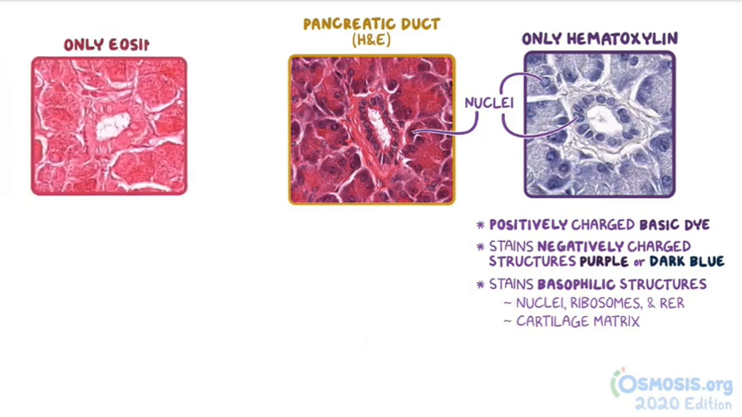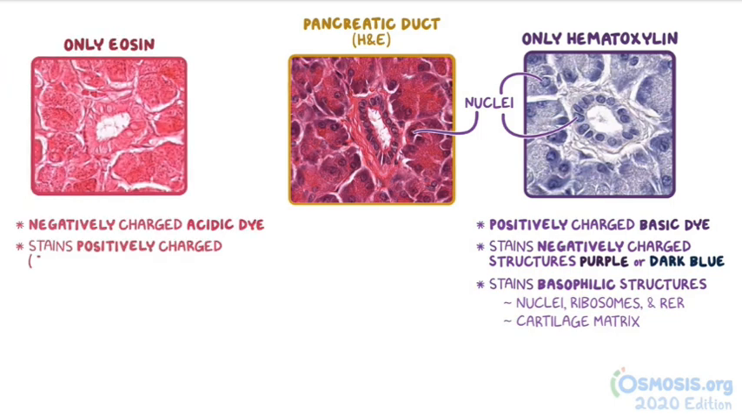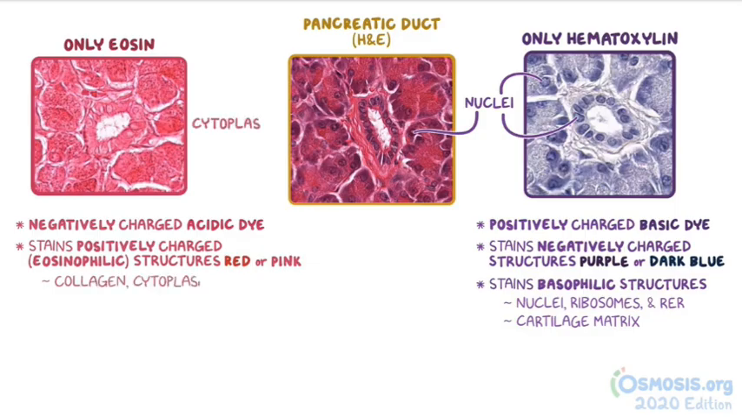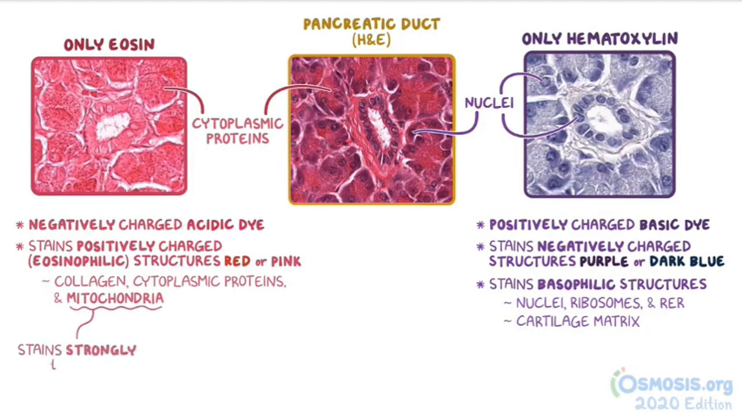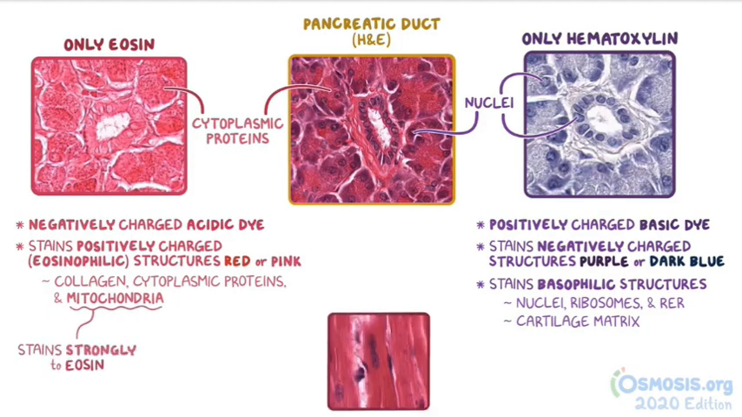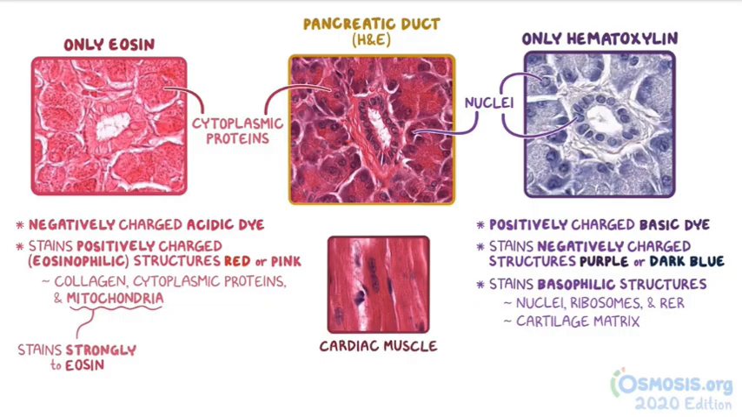On the other hand, eosin is a negatively charged acidic dye that stains positively charged or eosinophilic structures red or pink. Some of the commonly eosinophilic structures include collagen, cytoplasmic proteins, and mitochondria. Mitochondria are especially eosinophilic and stain strongly to eosin, giving cells with a lot of mitochondria, like cardiac muscle cells, a dark pink coloration. As you might expect, other stains can be used in order to help visualize and examine specific structures that might not as easily be seen with H&E.